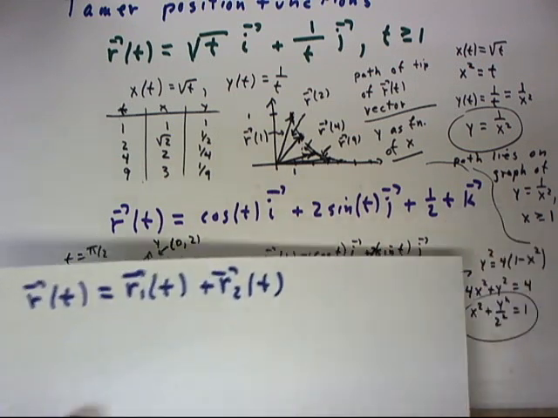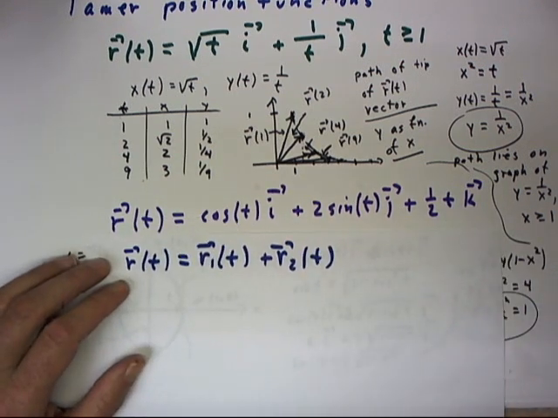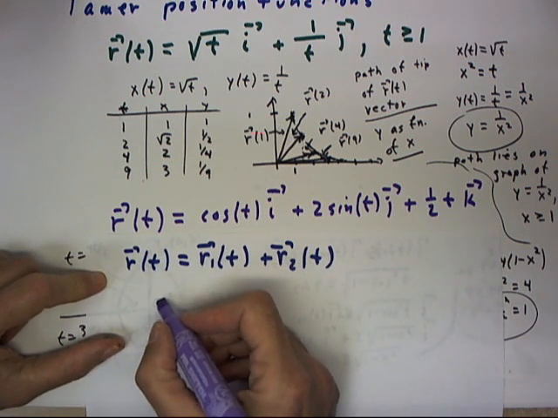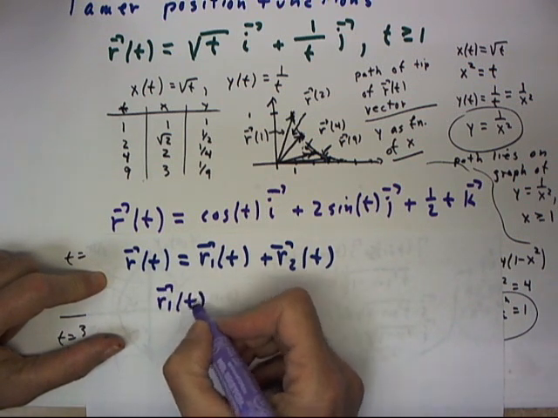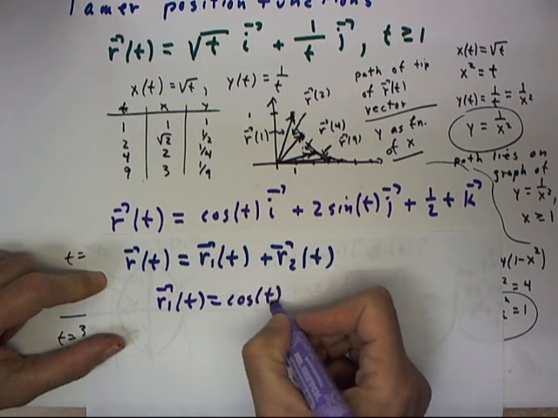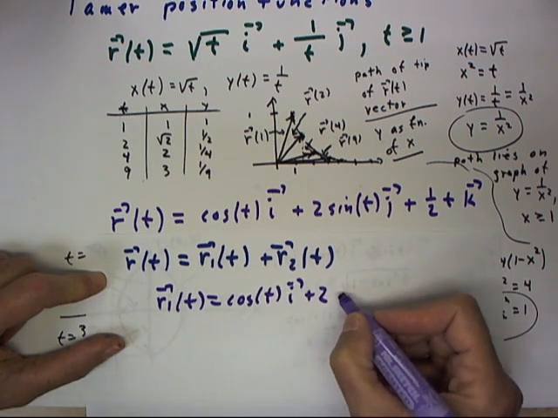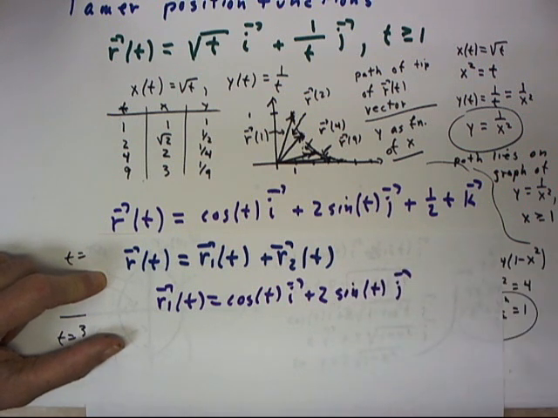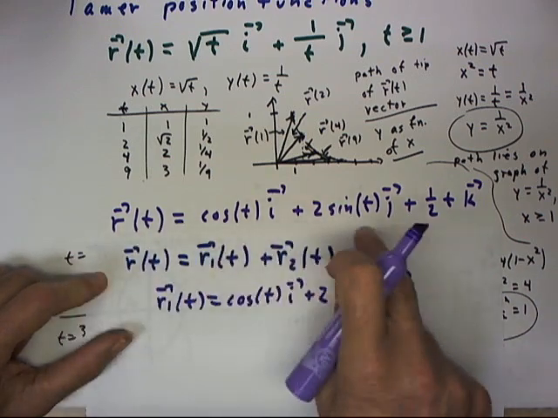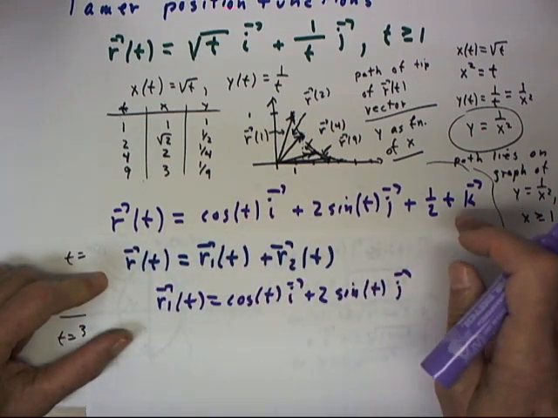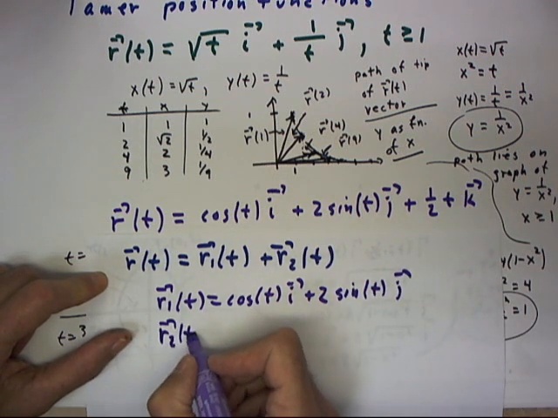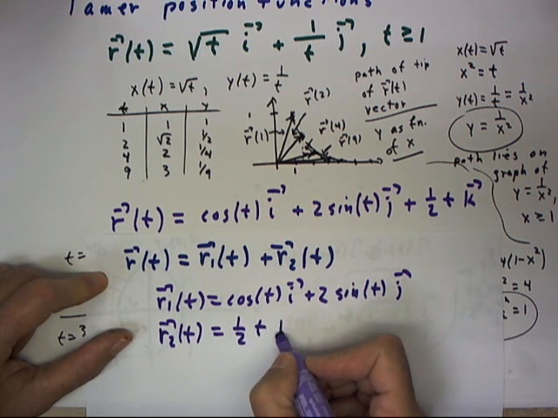Now let's think about what we're going to do with this 1/2 t times k. We've already let r1 of t equal cosine of t i plus 2, remember the 2 this time, sine of t j. That gives us a lot of our function r of t. The rest of it is just the 1/2 t k, so why don't we just let r2 of t equal 1/2 t times k.